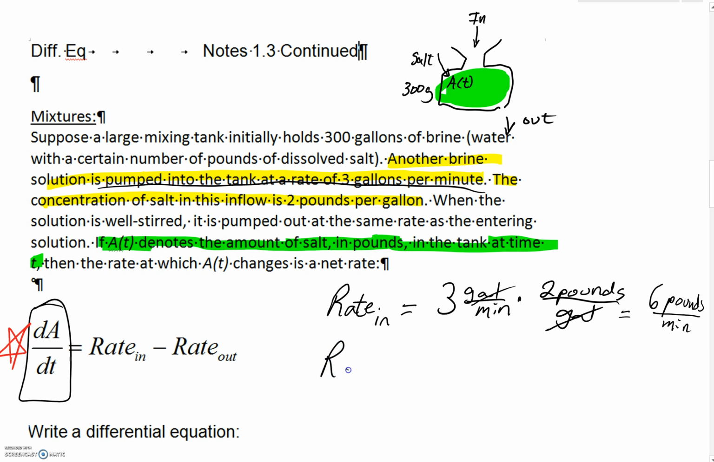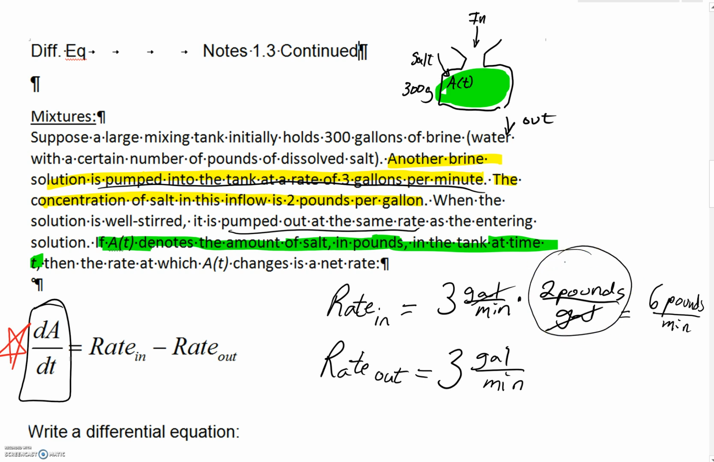Here's where we have to break it down a little bit more. The rate coming out. Well, we know that it's pumped out at the same rate as entering, so we're still going to have 3 gallons per minute. But the big question is, just as we had pounds per gallon over here, we'd like to have pounds per gallon here as well, so that we can wind up with pounds per minute.